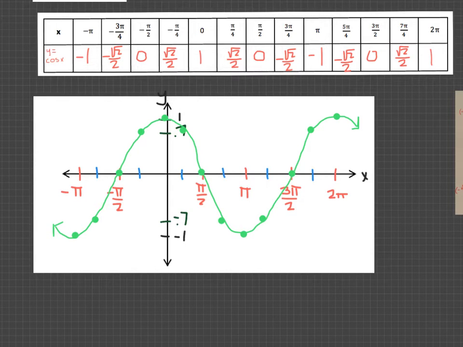The cosine function, and we'll find out the sine function as well, are what we call periodic, because the same values for the function keep showing up. So we get square root 2 over 2 every time we have a multiple of pi over 4 that is giving us a positive cosine value. We get negative square root 2 over 2 every time we have a multiple of pi over 4 that gives us a negative cosine value.